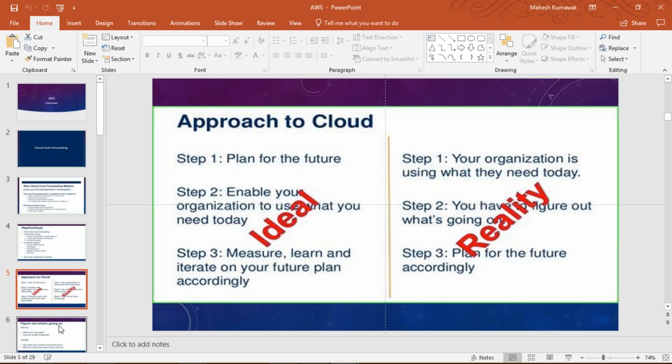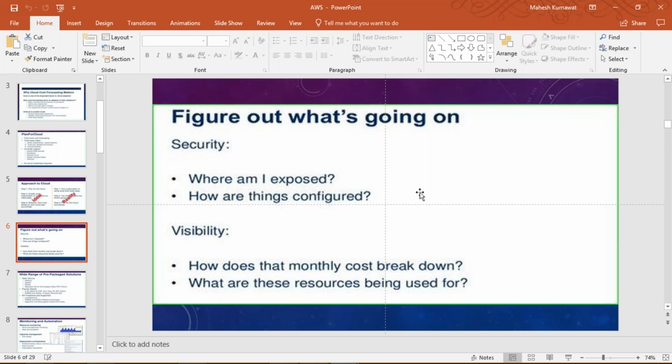Okay, so figure out what's going on, where I am exposed, and how things are configured. First thing is, if you're a security guy or a security architect, you have to understand that every company is hacked all the time, unless they know that. And how things are configured: what is the right way to configure your applications?